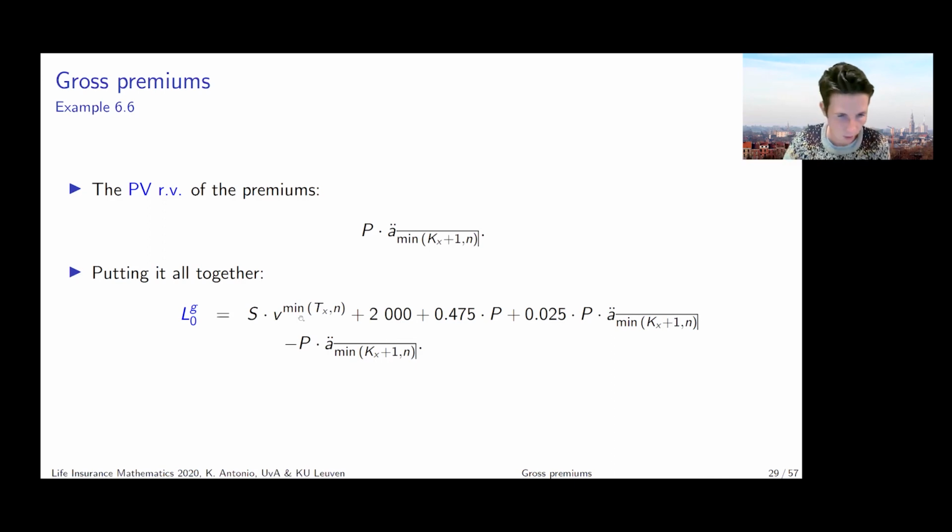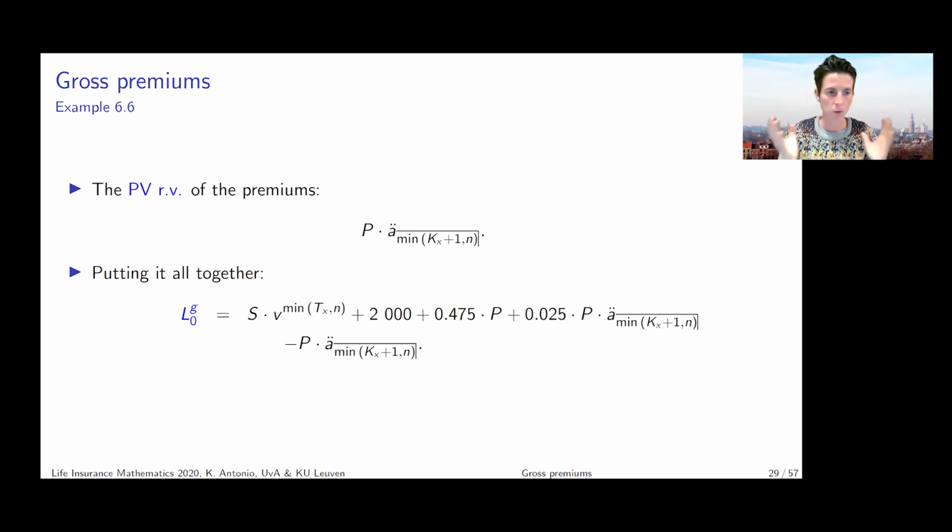And look at this expression. So the benefits and the expenses, they got the same sign, and that sign is opposite of the sign of the premiums, because benefits and expenses, that's what is going out from the insurance company to other parties, and the premiums, that's the cash that is coming into the insurance company.